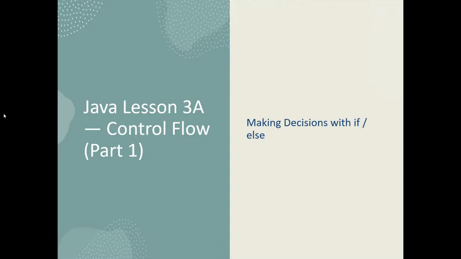Today, this is lesson 3A. There are two parts to lesson 3, A and B. So today we'll be covering control flow. We'll be learning to make decisions with if and else in Java.